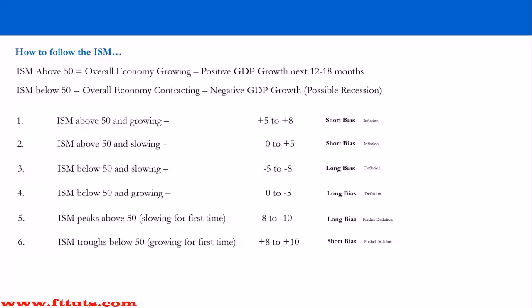Now let's move on to some other situations in the ISM. So the ISM below 50 and growing. Now that means that it's reported below 50, but it's not as bad as last month. So let's say, for example, the ISM is 49 this month, but the month before it was 45. Well, we still score this as a negative, so 0 to -5, but we have a long bias and it's obviously still deflationary, but things are potentially getting better. They're not as bad as before.